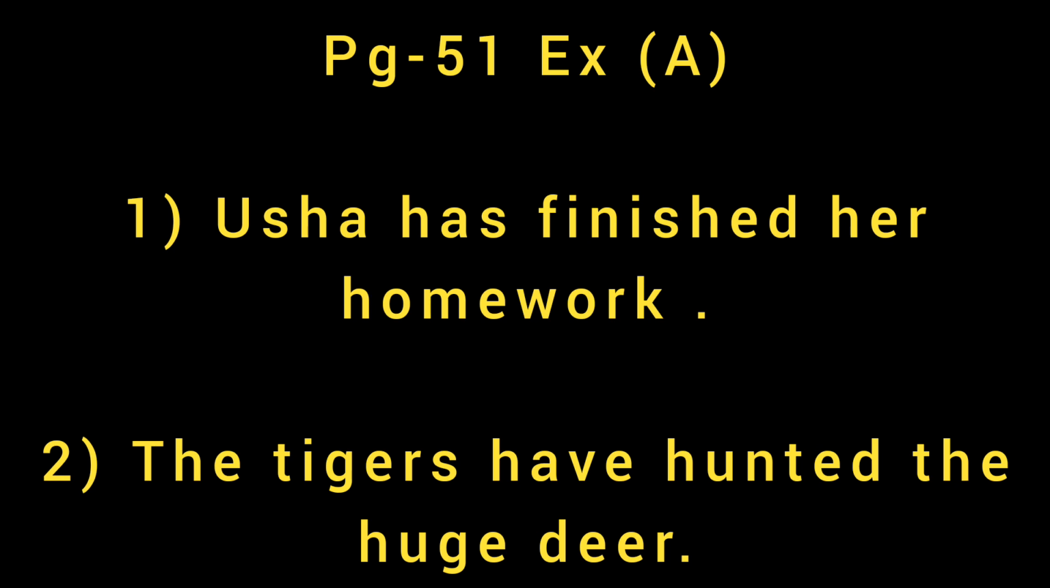The second one, the tigers dash hunt the huge deer. So here the word tigers is a plural subject, plus have plus the third form of the verb. So which is the third form of the verb hunt? That is hunted. The tigers have hunted the huge deer. In this way, you can do the other exercise on your page 51A.